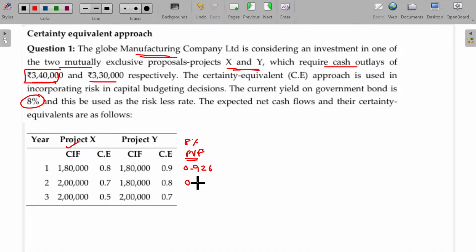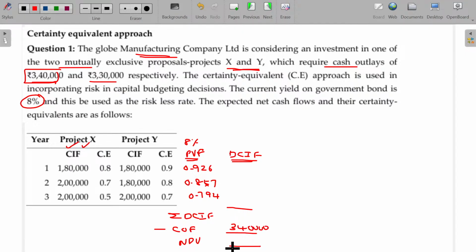0.926, 0.857, 0.794. Now you have to find out the discounted cash inflow. How do you get the discounted cash inflow? Cash inflow is multiplied with the PV factor. If you sum this, it is called the summation of discounted cash inflow. From there, cash outflow is subtracted to get the NPV. In this case, cash outflow being 3 lakhs 40, then you will get the NPV for project X.